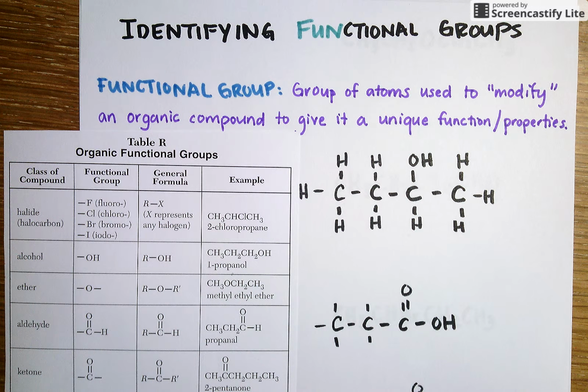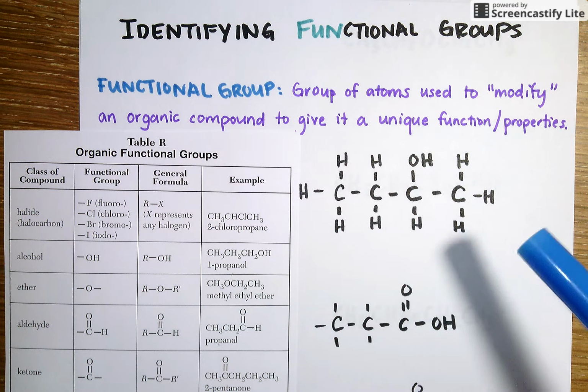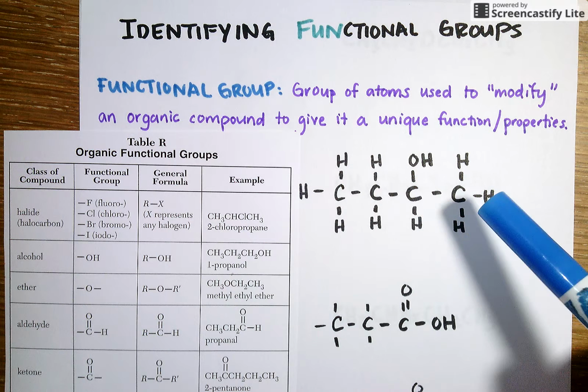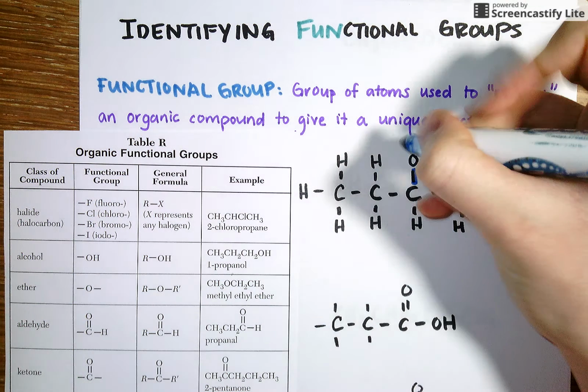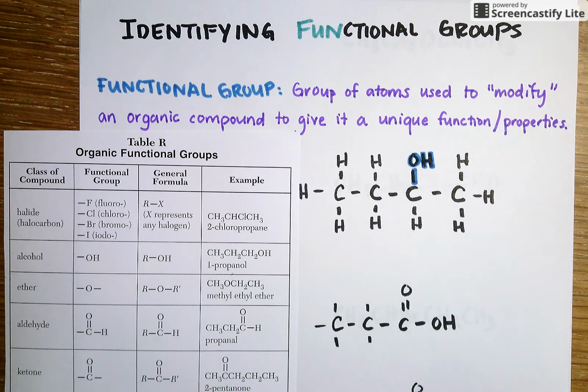First and foremost, we're going to define a functional group as a group of atoms that have been used to modify an organic compound to give it a unique function or some unique properties. As you can see in this first molecule that I have drawn out here, it looks a whole lot like butane with 4 carbons, completely saturated. But the big difference that stands out is that instead of this carbon being bonded to a hydrogen, it's actually bonded to an OH. And that's what we call a functional group.